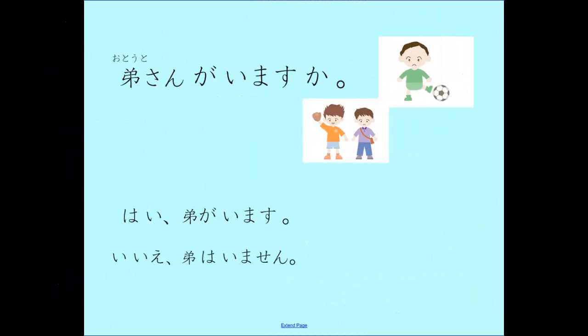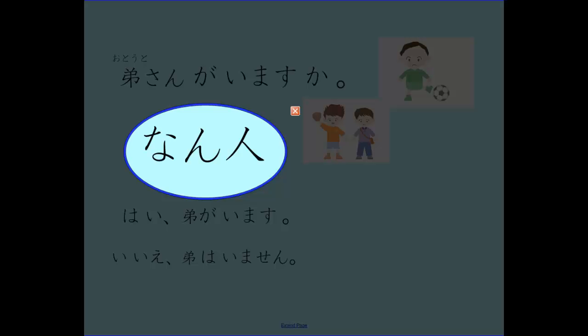Now we're going to look at asking not just if someone else has certain family members, but how many they have. So we're going to need the counter for people to ask how many people. And here it is. 何人, how many people. Let's look at where that goes in our sentence.